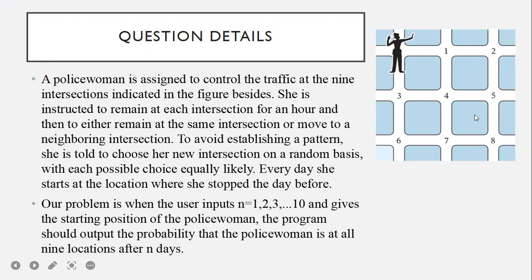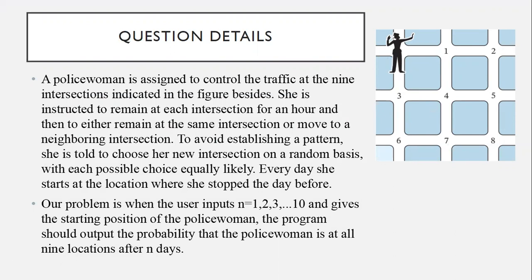There are only intersection number 1 to number 8. So we let this position where the policewoman is standing to be intersection 1. And the number of all other intersections will plus 1. And hence, we will get the position from 1 to 9. Now, we continue to look at the question.